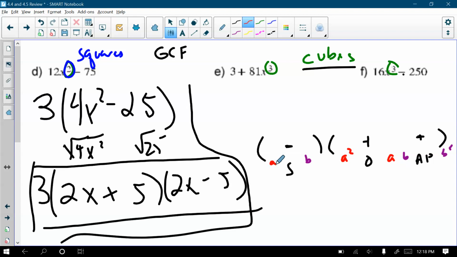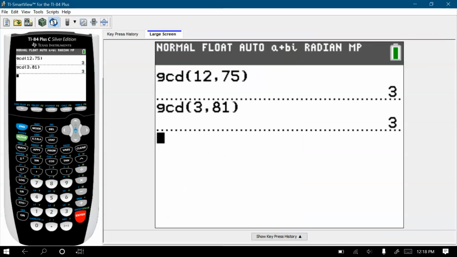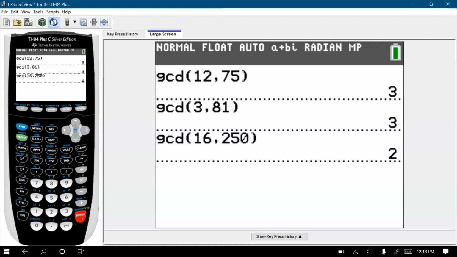So what we need to do is rewrite this. But let's look at a GCF first, because I think we can take something out of 16 and 250. So let's go to 16 and 250. This time I'm going to show you a new trick. I'm just going to go up and enter so I don't have to keep looking for that. Let's go and do 16 and 250. Because 250 is kind of a big number, and we don't want you guys trying to do all this work. Oh, GCF is 2.